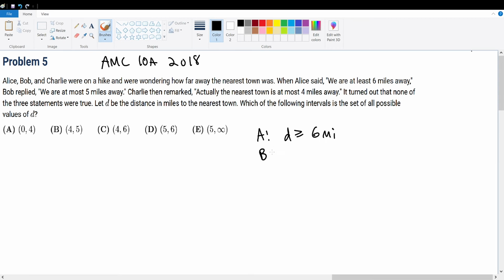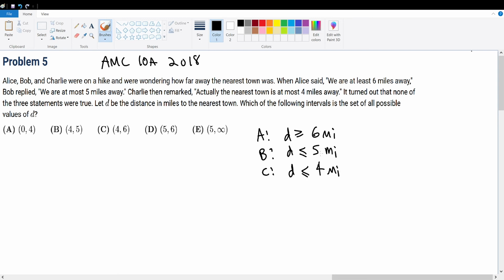But then Bob replied that we are at most 5 miles away. So what does that mean? That means the most miles that we can actually travel is only 5 miles. We do not need to travel more because 5 miles is the most. So D must be less than or equal to 5 miles. Now we're told that Charlie said, actually, the nearest town is at most 4 miles away. So, what does it mean to be at most 4 miles away? It means that's the maximum distance that we need to travel to get there. We might even need to travel less. So, according to Charlie, the distance is less than or equal to 4 miles.